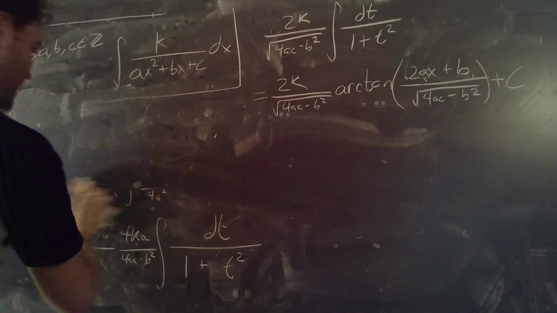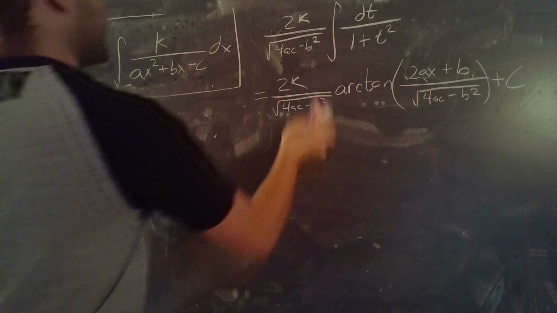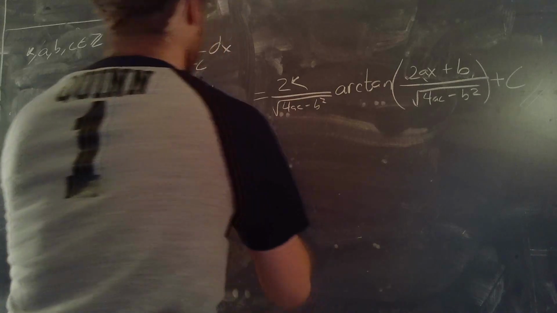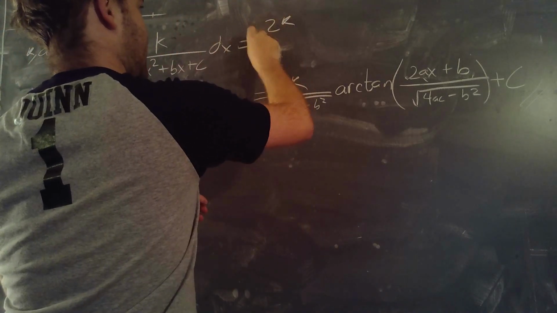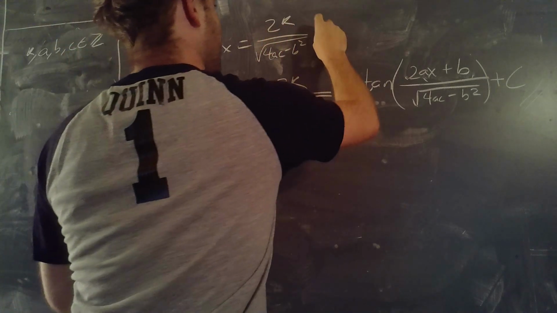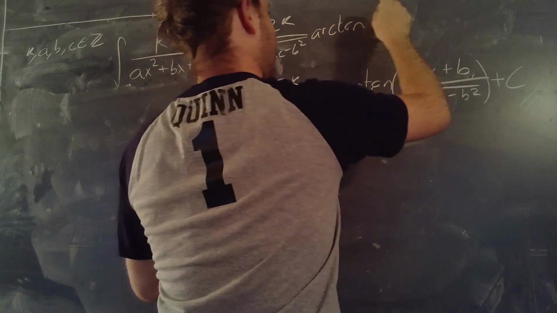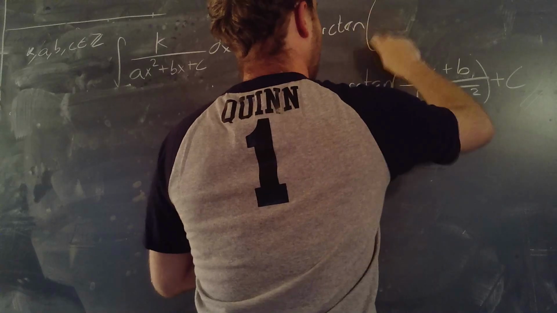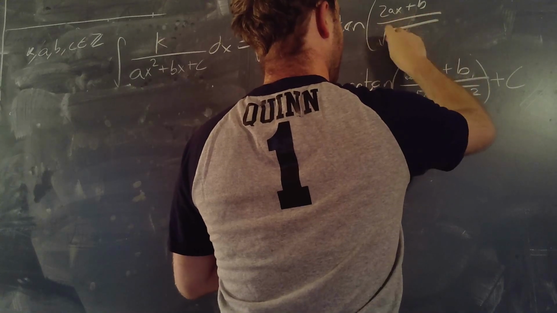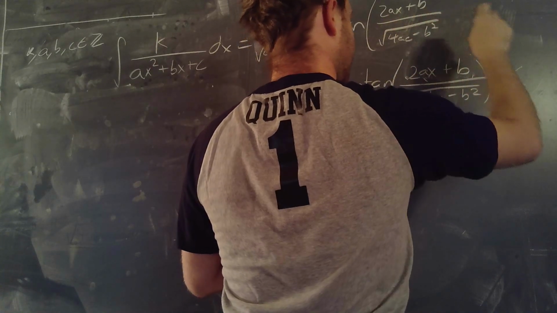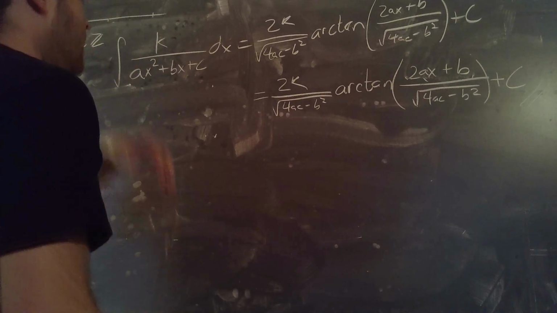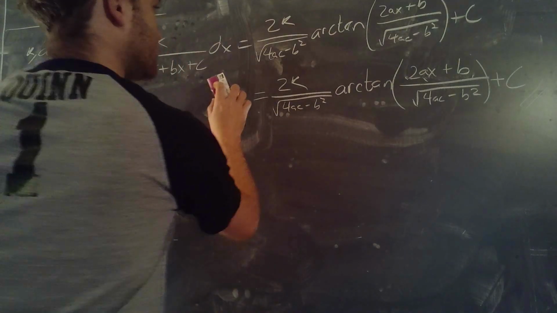Okay, so why is that an exercise that I wanted to do? Let me get rid of the box. We'll do some examples with this. This is 2k over root 4ac minus b squared, arctangent of 2ax plus b over root 4ac minus b squared, plus c.